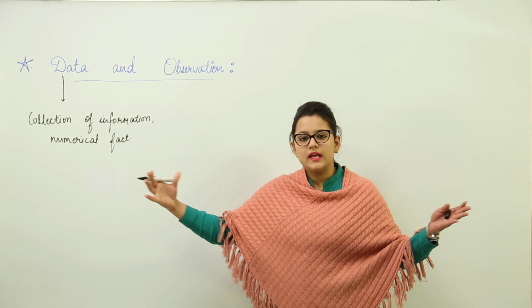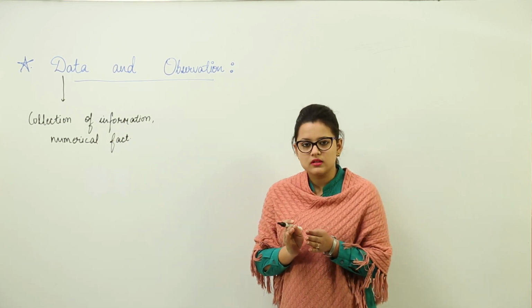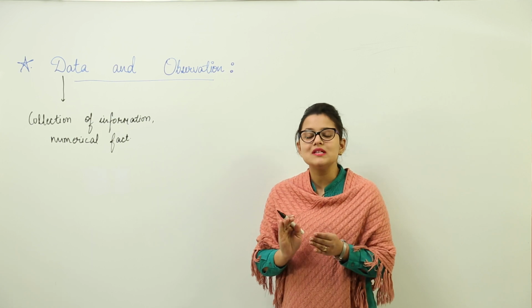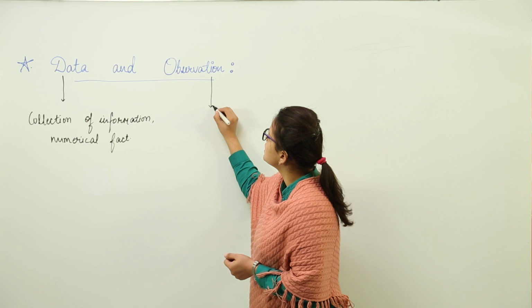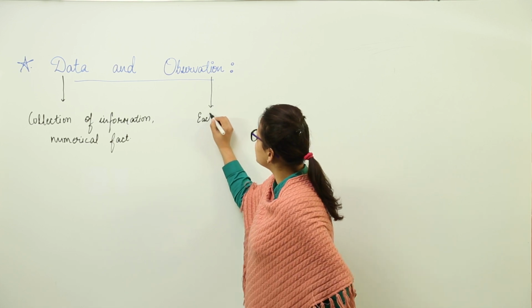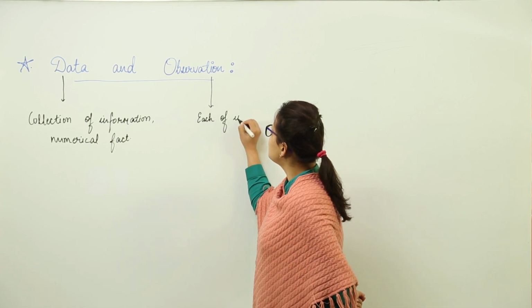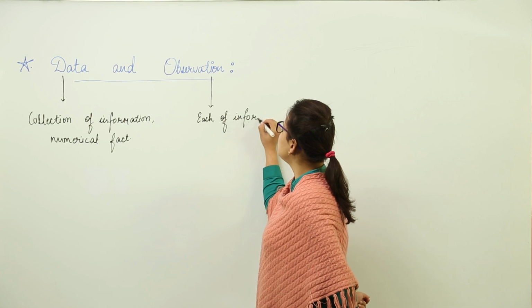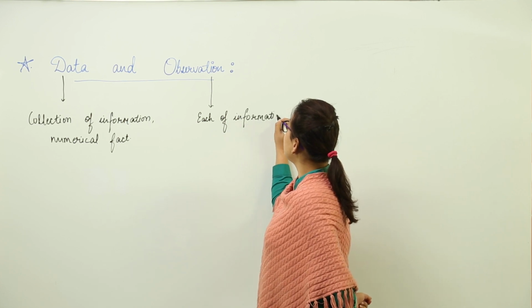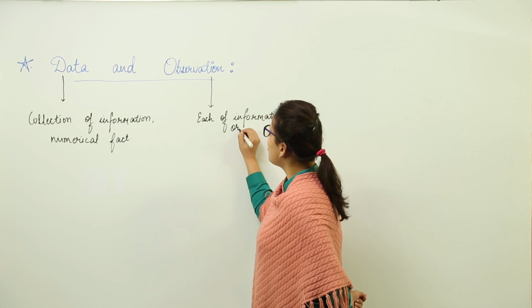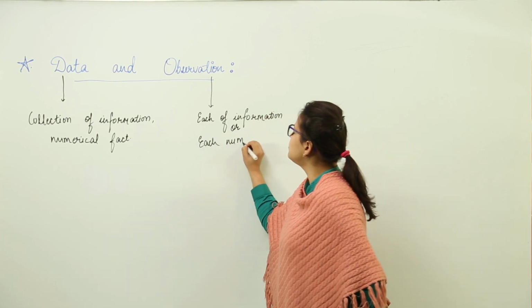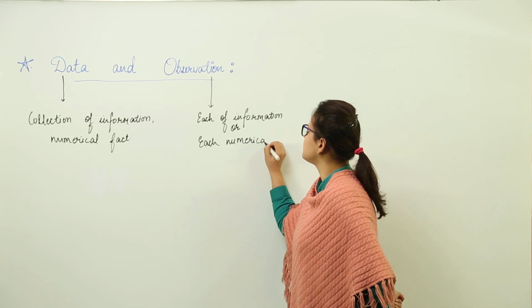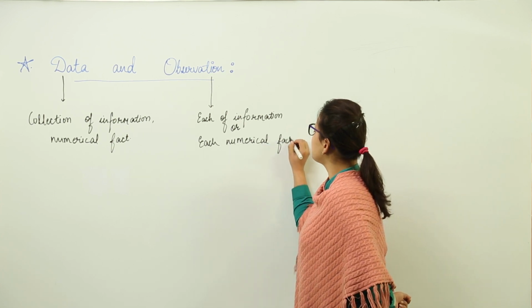The collection of various values together is known as data, whereas observation is each of the information, or you can say each numerical fact. If I write each of the information or each numerical fact, that refers to my observation. Now can we take some example for this?